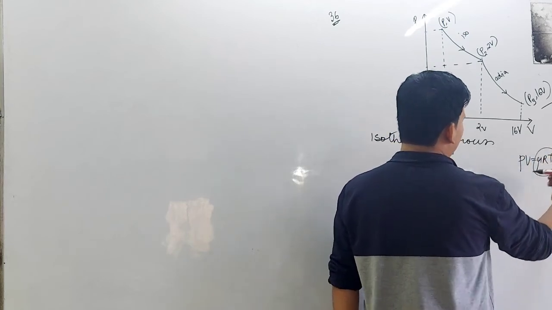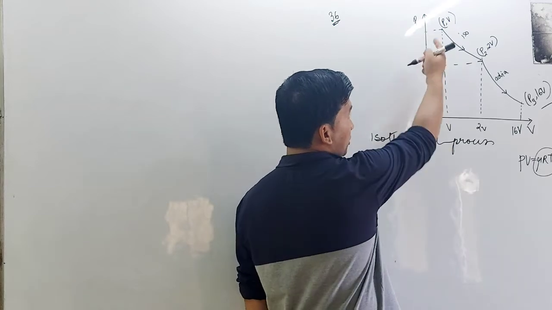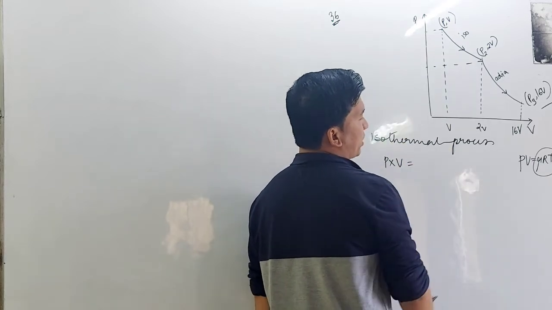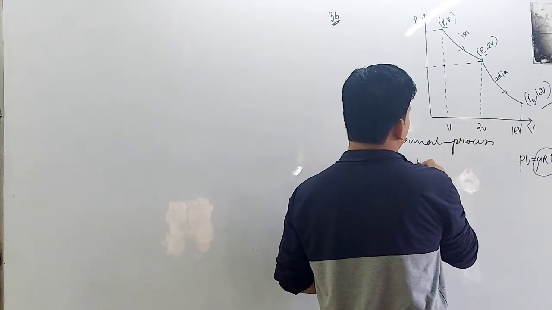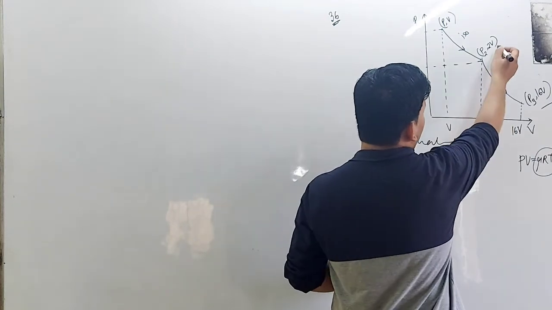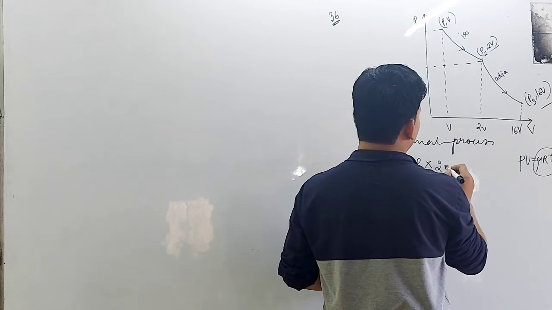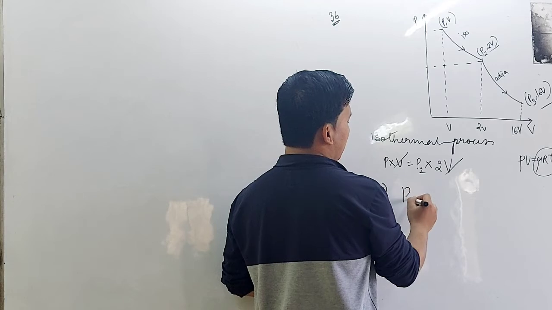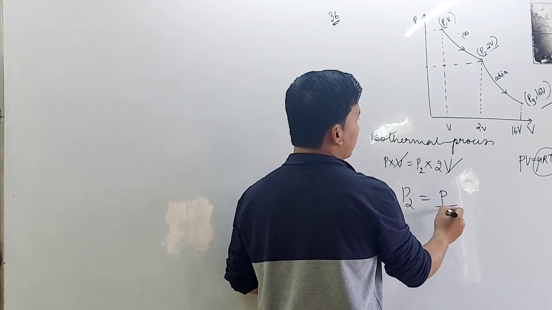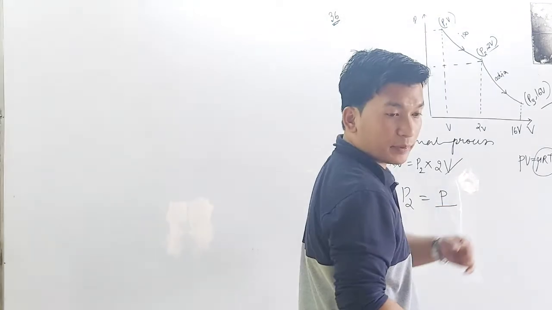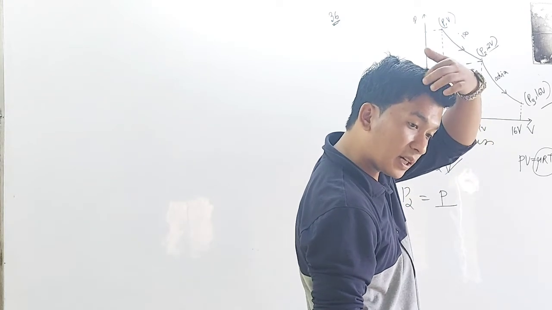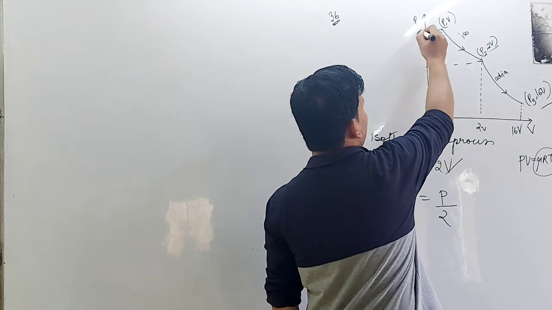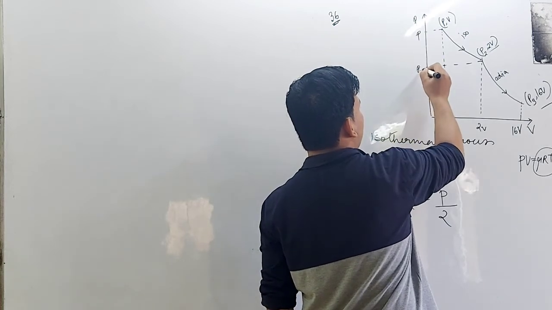This is constant, so it will be P1 V1. What is P1? P. What is P1 V? V. What is our P2? This is P2, and what is V2? 2V. The V gets cancelled out. What is the value of P2? This is P divided by 2. So P2 is P by 2.